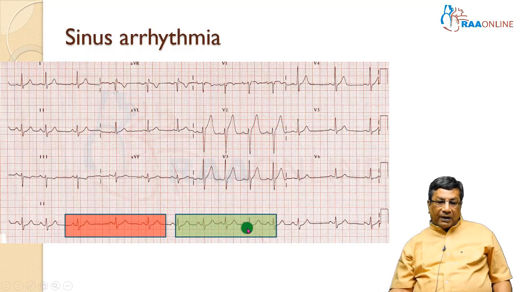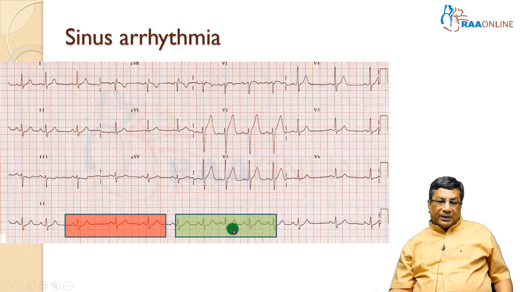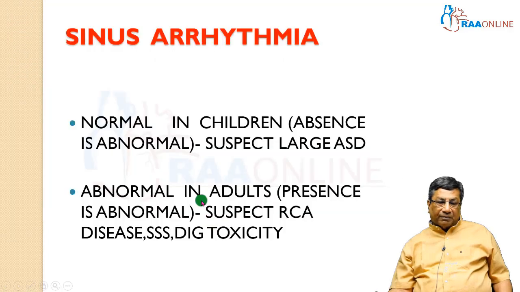Whereas in an adult, if it is happening spontaneously without any respiratory involvement, then it is non-phasic or non-respiratory sinus arrhythmia, which can happen due to coronary heart disease, sick sinus syndrome, or digoxin toxicity. In children, the presence of an atrial septal defect will abolish sinus arrhythmia. So in children, with absence of sinus arrhythmia, you have to look for disease. Whereas in the elderly, the presence of sinus arrhythmia indicates disease like sick sinus syndrome, CAD, or digoxin toxicity.